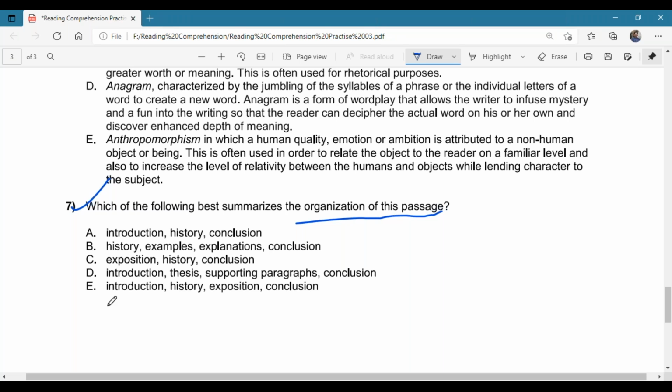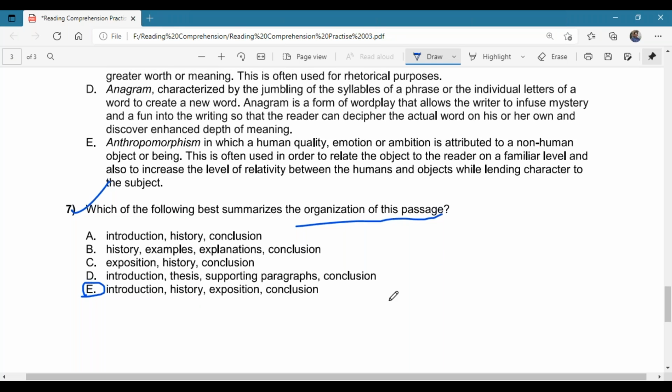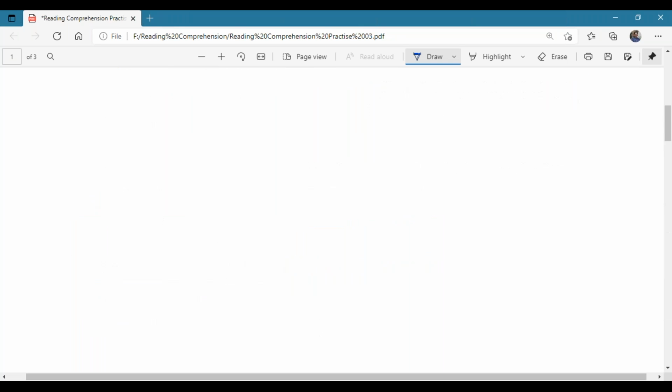Organization of the passage is in this order: introduction, history, exposition, and conclusion.